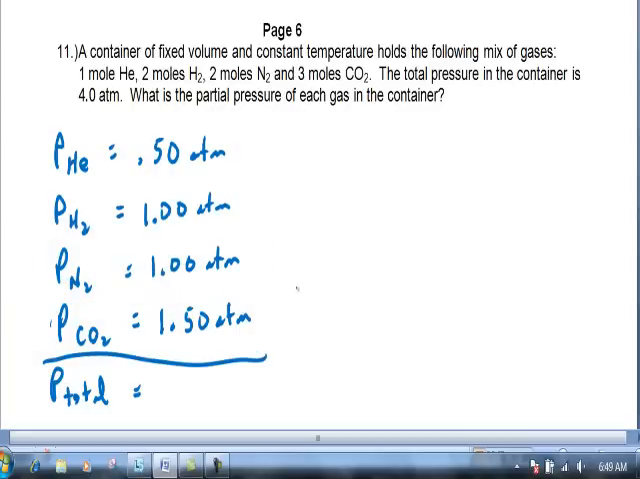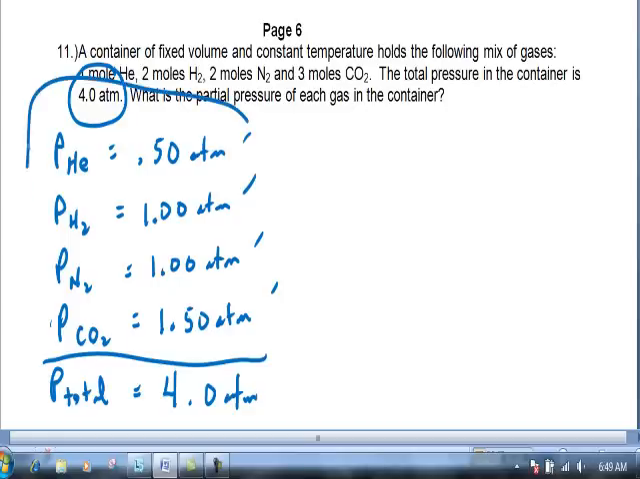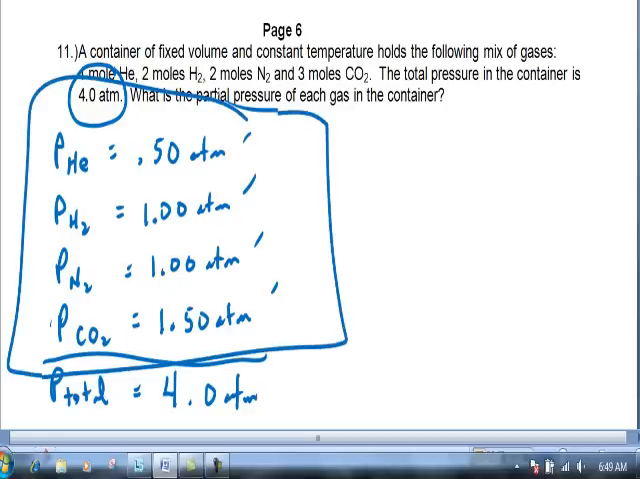Adding together all the partial pressures should give us the same total pressure we were provided of 4 atmospheres. Adding together the pressure of helium, hydrogen, nitrogen, and carbon dioxide gives us a total pressure of 4.0 atmospheres. So we found the partial pressure of each gas, and it does match up with what we have for our total pressure in the container.